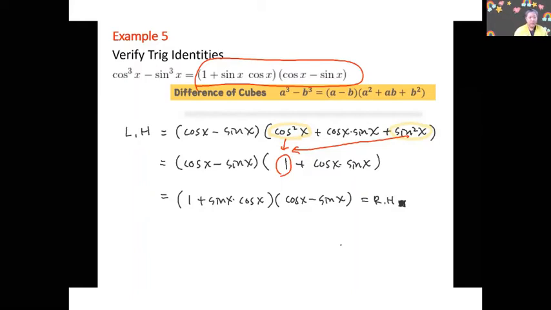Okay, so that was all 5 examples. And any questions?